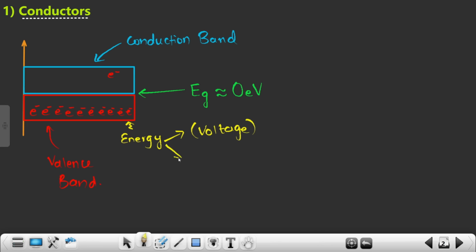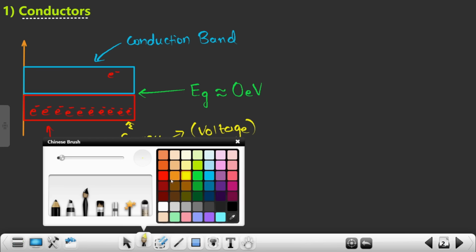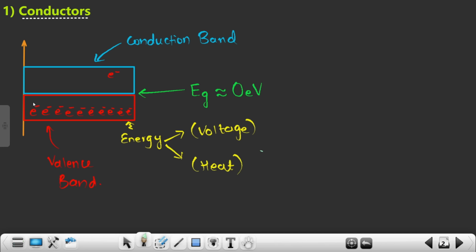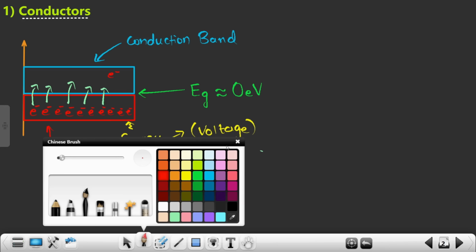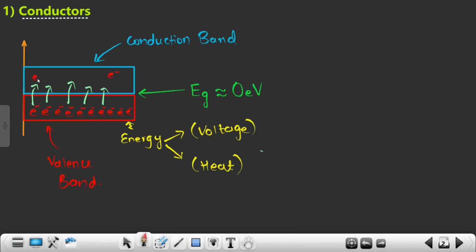Or basically if we provide certain heat, then what is going to happen? Just see over here. The majority of the electrons present in this valence band will easily move from the valence band to the conduction band. So the majority of the electrons which were present in the valence band will move to the conduction band.